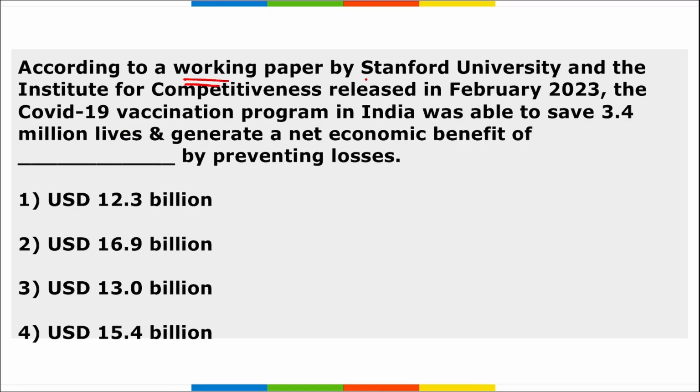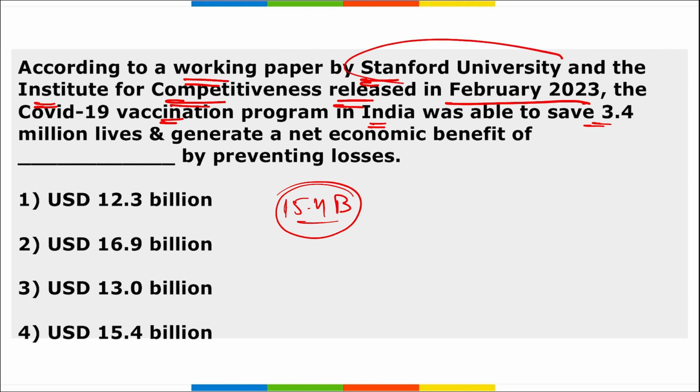Next, according to a working paper by Stanford University and the Institute for Competitiveness released in February 2023, the COVID-19 vaccination program in India was able to save 3.4 million lives and generate a net economic benefit of around $15.4 billion by preventing losses. I repeat, it stated that the COVID-19 vaccination program in India was able to save 3.4 million lives and generate a net economic benefit of around $15.4 billion by preventing losses. So option 4 is correct here.